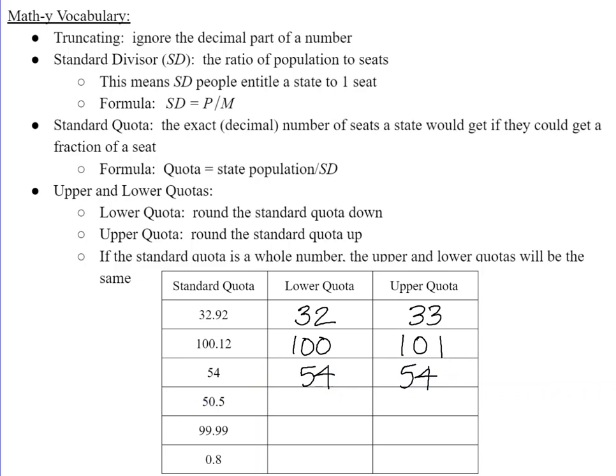If your standard quota is 50.5, the lower quota is 50, upper quota is 51. If your standard quota is 99.99, your lower quota is 99, your upper quota is 100. And if your standard quota is 0.8, your lower quota is 0, your upper quota is 1.